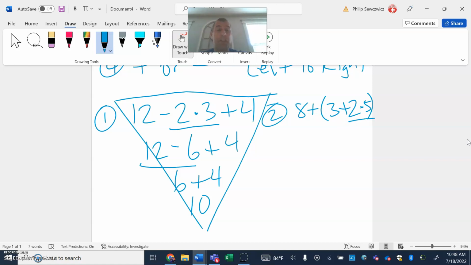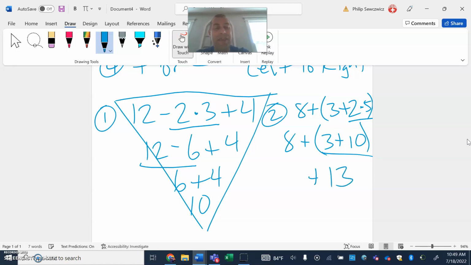Well, multiplication is higher in the chart than my addition. So my 2 times my 5 is going to give me my 10. So I'm going to bring everyone down I haven't used. Now the key thing here are those parentheses. There's still more to do inside there. So they have to stay along for the ride that's here. So I'm going to take care of that addition because it's inside the parentheses. Then finally I can hit that addition that's there.